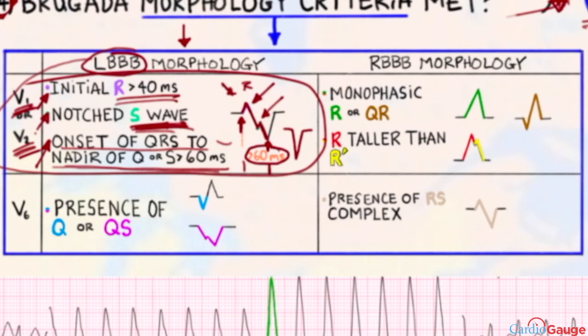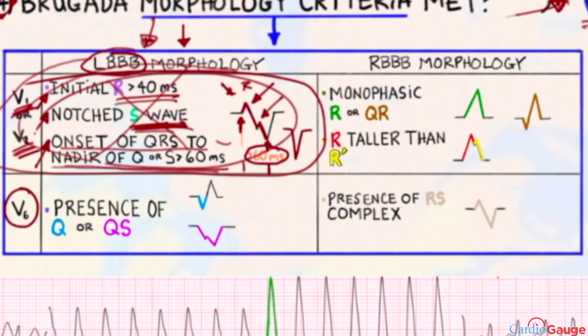Well, say you have none of these things up here, and you've got a left bundle branch block morphology, you go on to lead V6. If you see a Q wave, or you see a QS complex, meaning it just goes down and there's no up at all, these would be very atypical for SVT. That means you've got VT. This one's also pretty easy to remember.